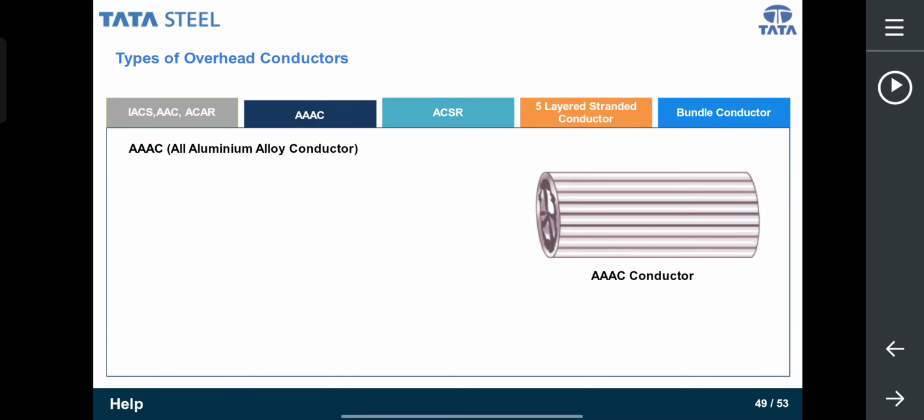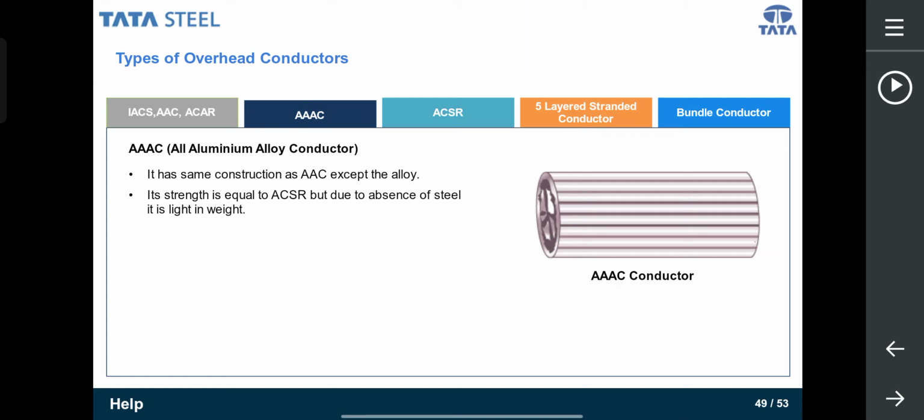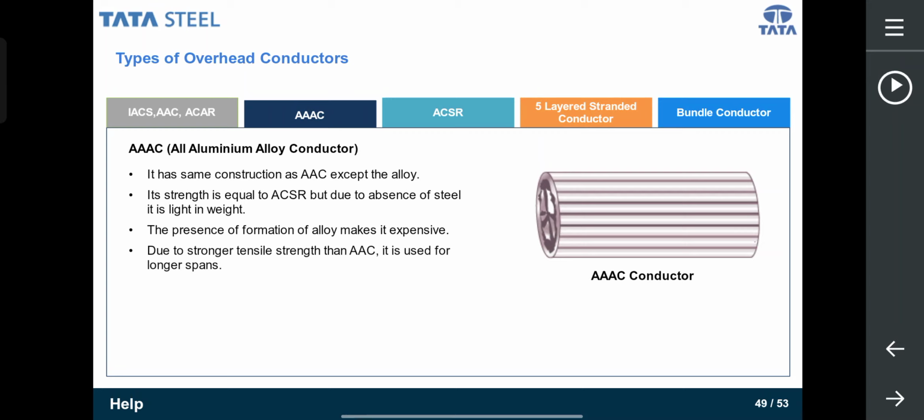AAAC, all aluminium alloy conductor. It has same construction as AAC except the alloy. Its strength is equal to ACSR, but due to absence of steel, it is light in weight. The presence of formation of alloy makes it expensive. Due to stronger tensile strength than AAC, it is used for longer spans. It can be used in distribution level, that is, river crossing. It has lesser sag than AAC.